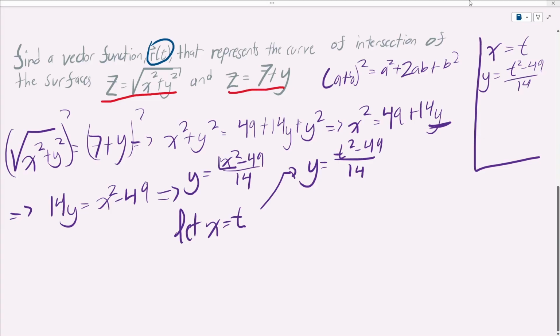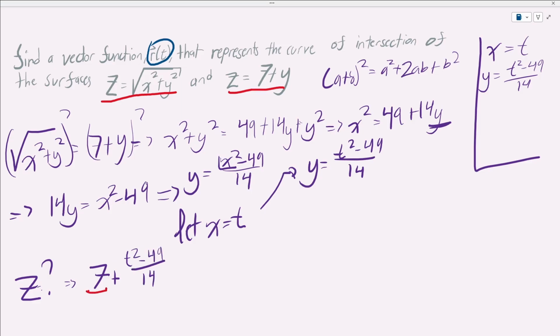And now we just need to find our z. So what's our z? Since one of our functions of z, 7 plus y, already has y by itself, let's just use that one. It'll be more simple to solve than the x squared plus y squared one. So we'll have 7 plus t squared minus 49 over 14.